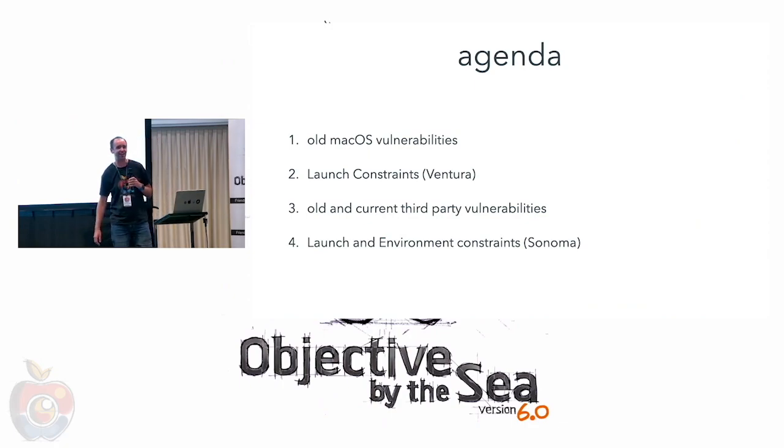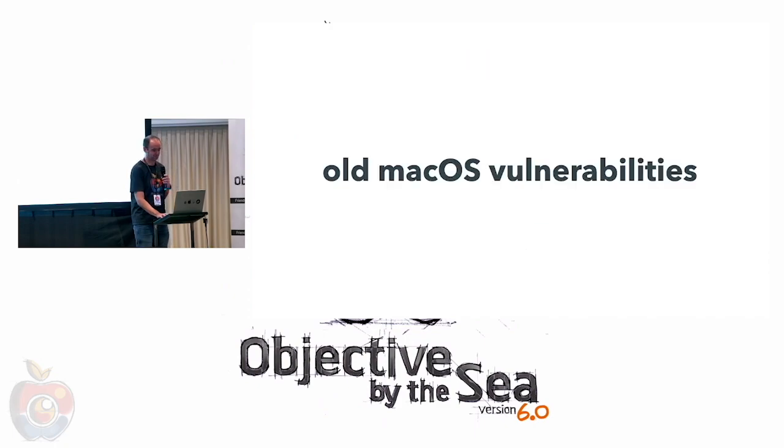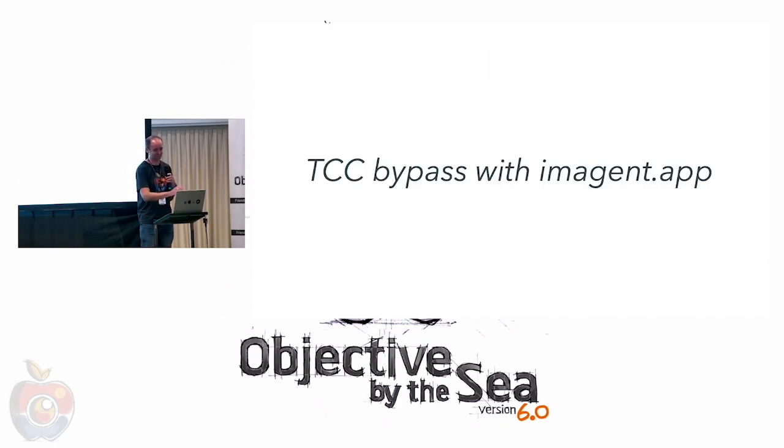So the agenda: I will quickly go through some old macOS vulnerabilities. Then I will review launch constraints, which were introduced in Ventura. Then I will review a couple of old third-party vulnerabilities, and then talk about the new launch and environment constraints in Sonoma.